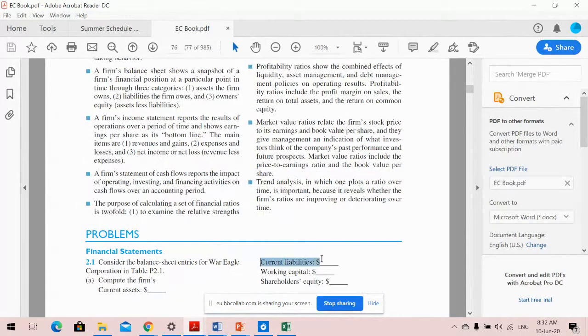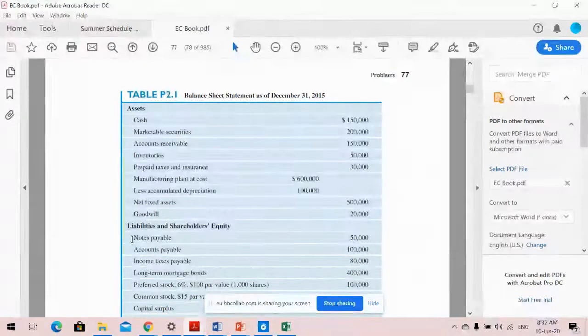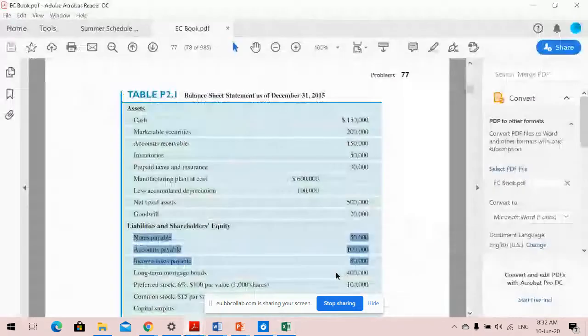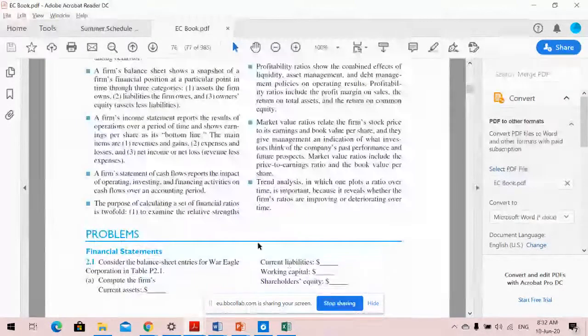But now the question here: what is current liabilities? Current liabilities in this section are these three items. If you add these three, this is your answer. Yes, correct. Now next one here, it says current liabilities. We are done with this one.